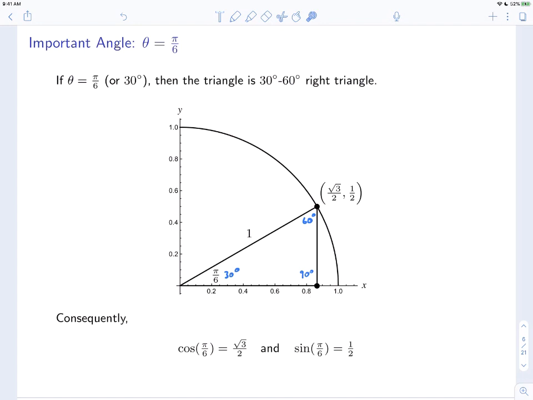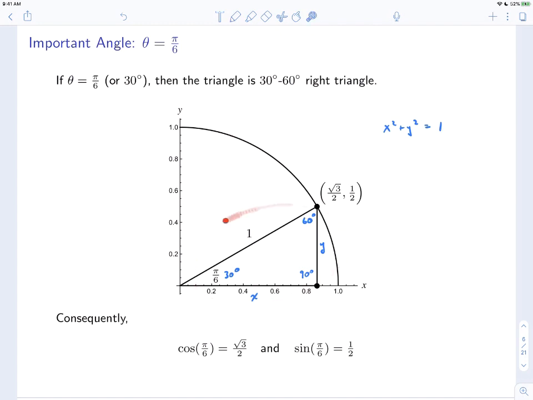Now, how do we determine that these are the coordinates? Well, remember what these represent. The x-coordinate tells us how far we are to the right, and the y-coordinate tells us how high above the x-axis we are. So that's y. We know that x squared plus y squared is equal to 1 squared, or just 1. So we're going to use this fact to determine these values. Well, that and a little something else.